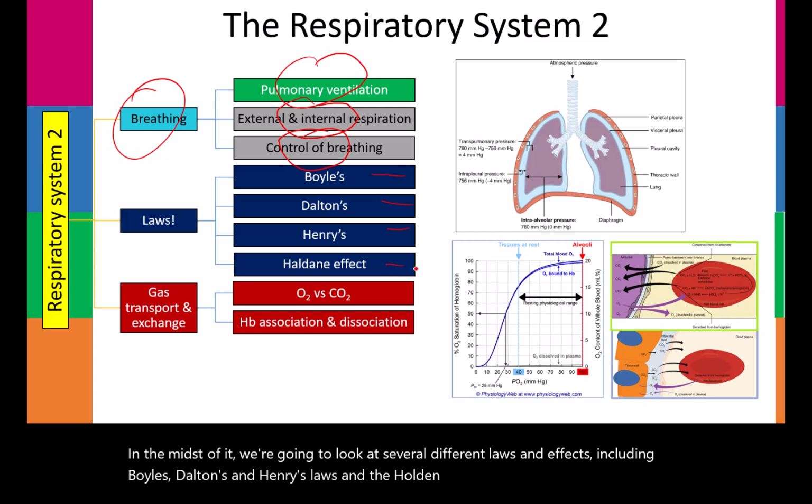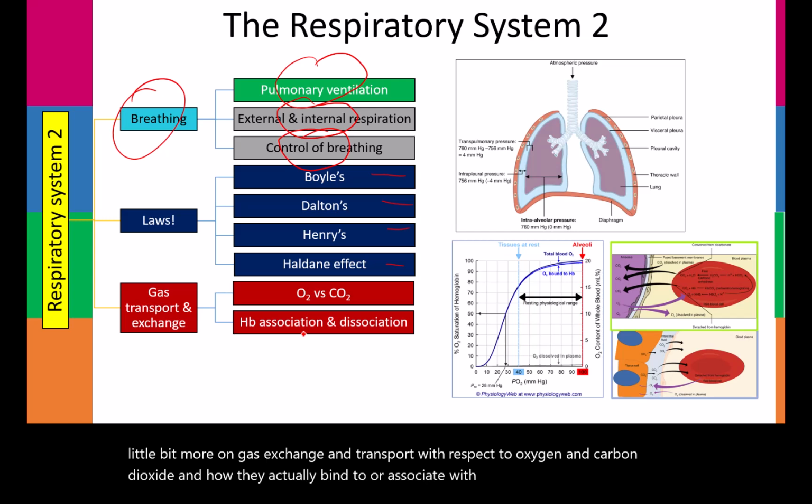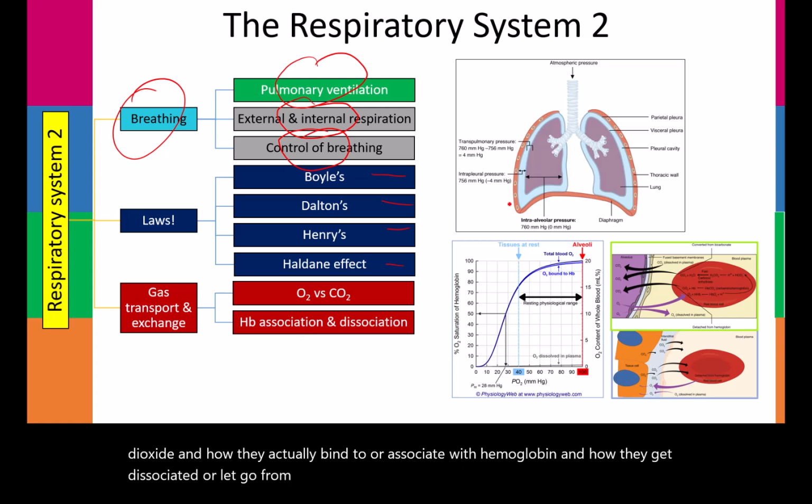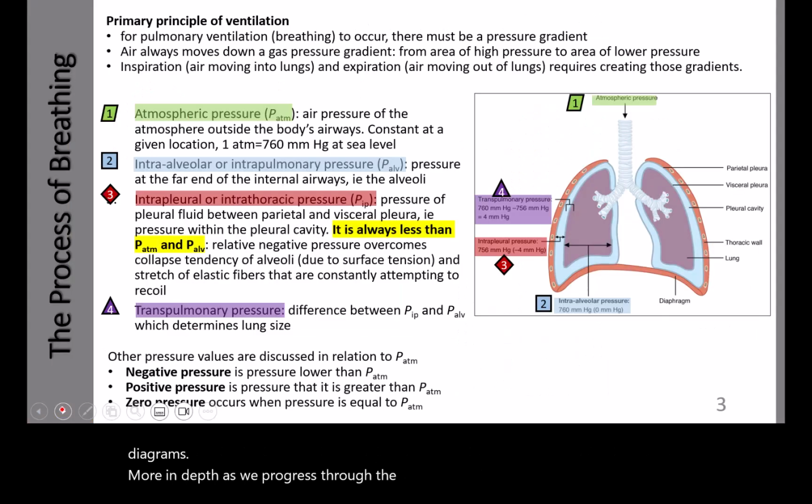And we're going to focus a little bit more on gas exchange and transport with respect to oxygen and carbon dioxide and how they actually bind to or associate with hemoglobin and how they get dissociated or let go from the hemoglobin. So we're going to cover each of these diagrams more in depth as we progress through the lecture.